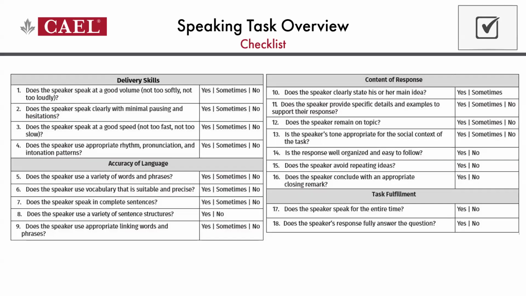Do not use words like "thing" or "stuff." Those words really tell us nothing. So the more precise and focused your word choice is, and of course it has to be accurate, the meaning has to be clear, that's what's going to help your score here.